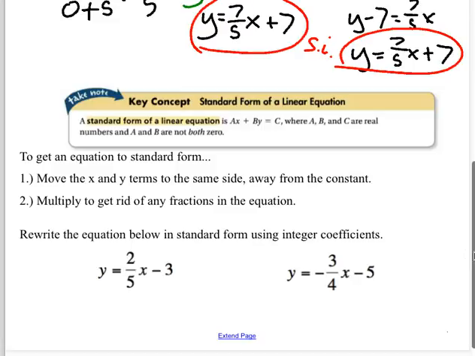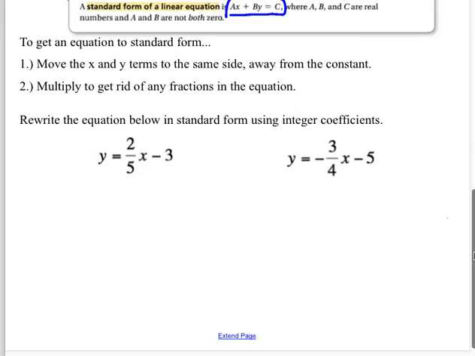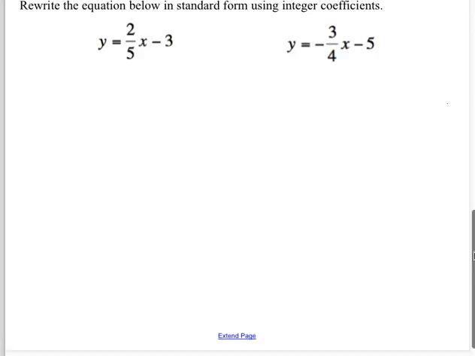So here, standard form means ax plus by equals c, okay? So that's the general form. What does it mean? Well, it means two things. It means getting rid of the fractions, and it means x and y need to be together, okay? So let's take a look at these, following those two rules. The standard form, x and y are together, and no fractions.